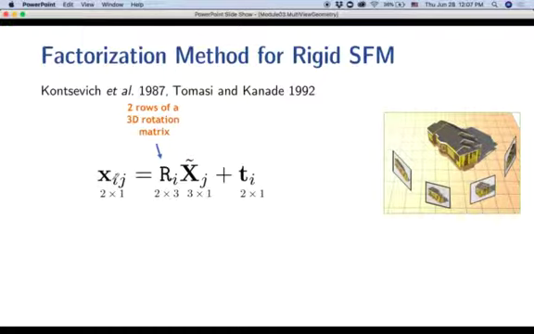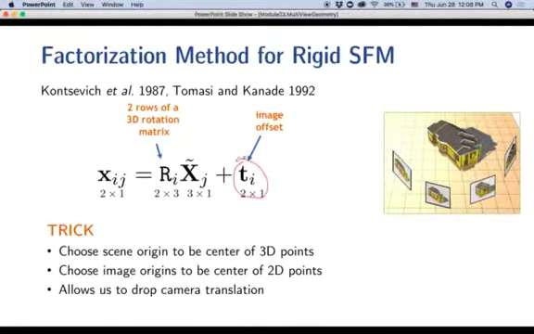So they said, what is this Ti here? This is just a 2D translation, right? Because it has two elements. So it's just a 2D translation of image points. That is, if the camera moves this much or it moves this much, the images are going to be the same, except they would be translated somehow.